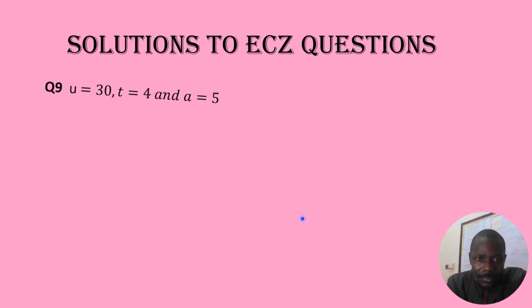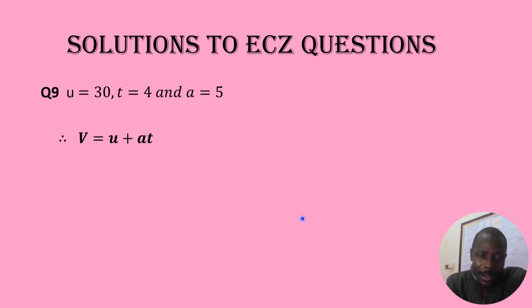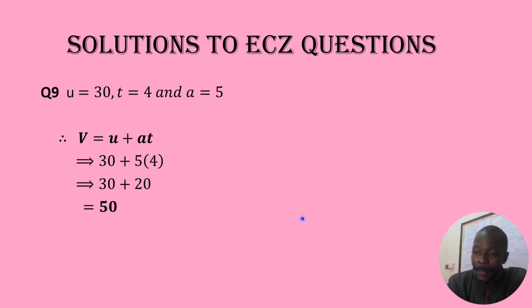All right. So to that question, which came as question number 9, we have U is equal to 30, T is equal to 4, and A is equal to 5. So you will discover that therefore V, the expression V is equal to U plus 80 becomes U is 30 plus A is 5 multiply 4 there. So this is now going to give us 30 plus 20, which finally is going to give us 50 there.